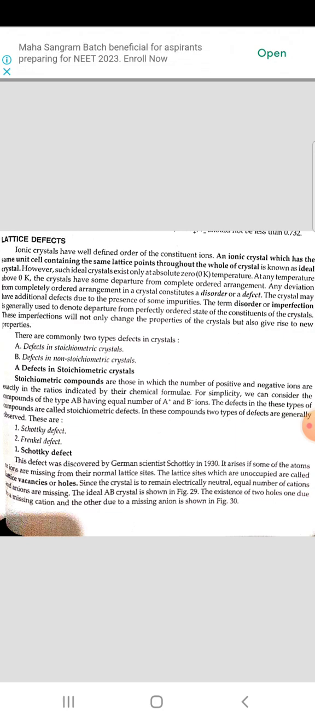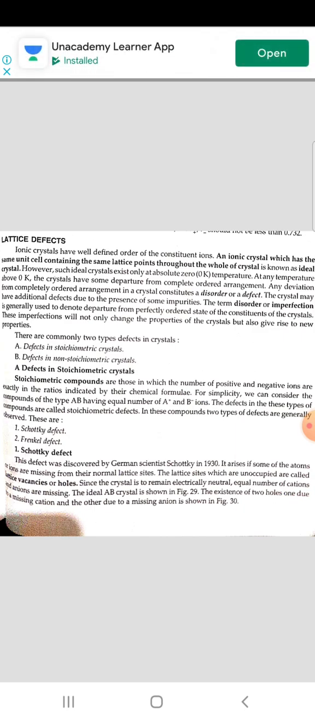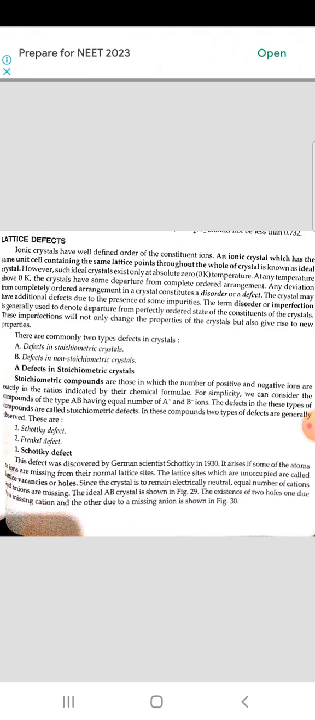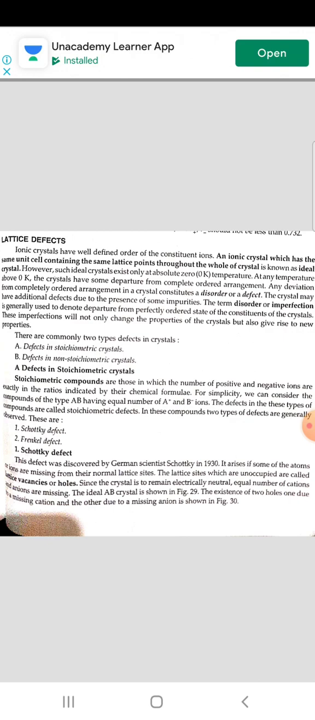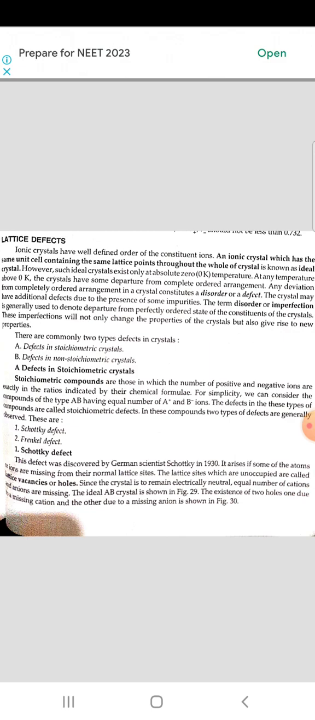The crystal may have additional defects due to the presence of some impurities. The term disorder or imperfection is generally used to denote departure from the perfectly ordered state of the constituents of the crystals. These imperfections will not only change the properties of the crystals but also give rise to new properties. There are commonly two types of defects in crystals: defects in stoichiometric crystals and defects in non-stoichiometric crystals.